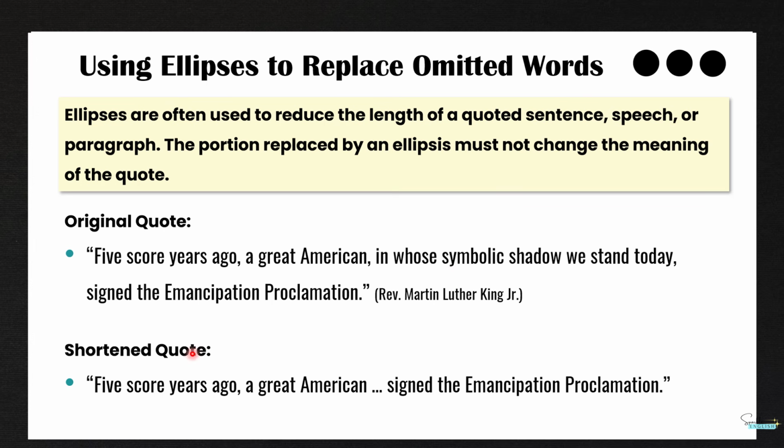So a shortened quote could be, "50 years ago, a great American... signed the Emancipation Proclamation." And this ellipsis right here replaces "in whose symbolic shadow we stand today." Removing this does not change the meaning of the quote. So we can use an ellipsis to reduce the length of a quote and make it shorter.